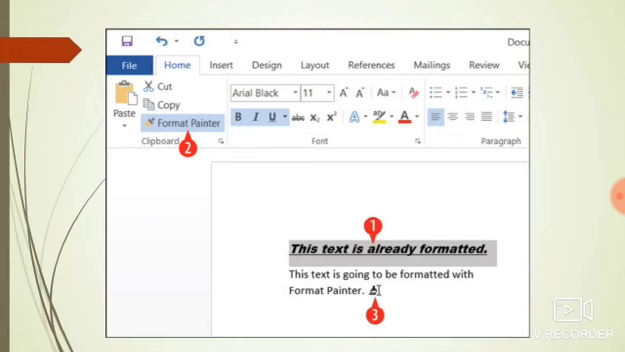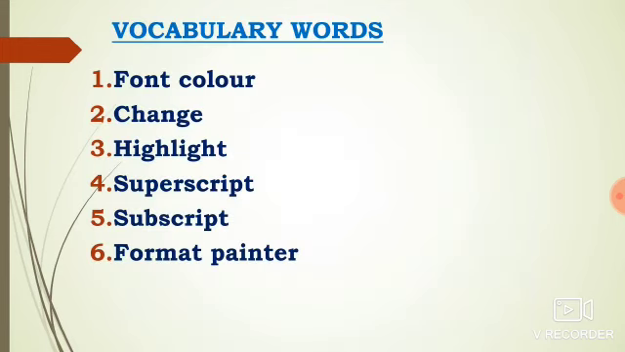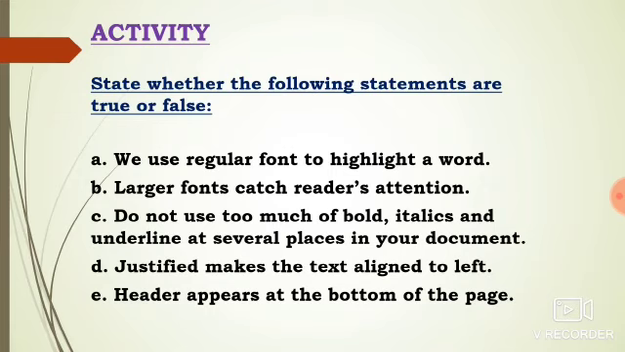Okay, next we are going to see the vocabulary words. First one, font color, FONT, COLOUR. Second, change, CHANGE. Third, highlight, HIGHLIGHT. Fourth, superscript, SUPERSCRIPT, and subscript, SUBSCRIPT. Then format painter, FORMAT, PAINTER.